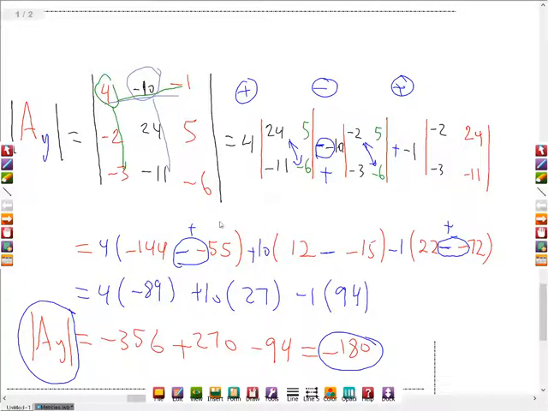I think if you practice it with me, you'll know what I'm going to do now. 24 times negative 6, negative 144. The minus always, minus blue. 5 times negative 11. 12 minus negative 15, these two negatives become positive. 12 plus 15, 27. Negative 144 plus 55, negative 89. Negative 1, 22 plus 72, 94. Use your calculator, you will get negative 180.